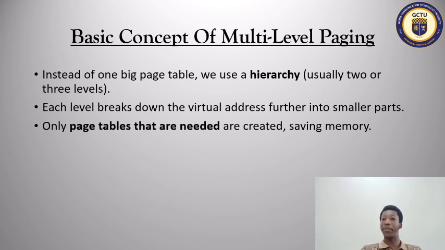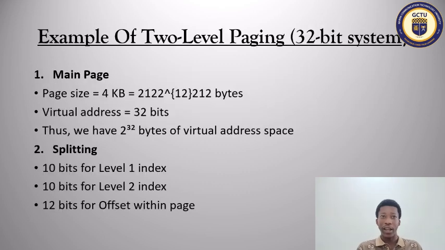Instead of one big table, we use a hierarchy, usually one or two or maybe three, to break down the table into smaller pieces to fit into the system. For example, in a 32-bit system, the table is too big for the system. We have to break it down. We have to split it so it can fit into the system.